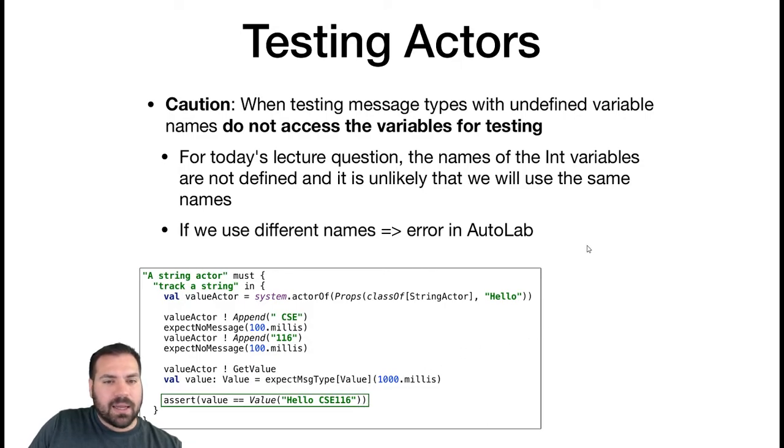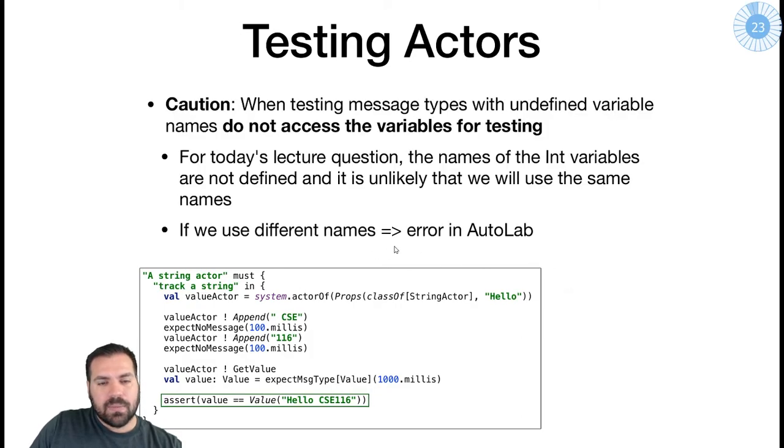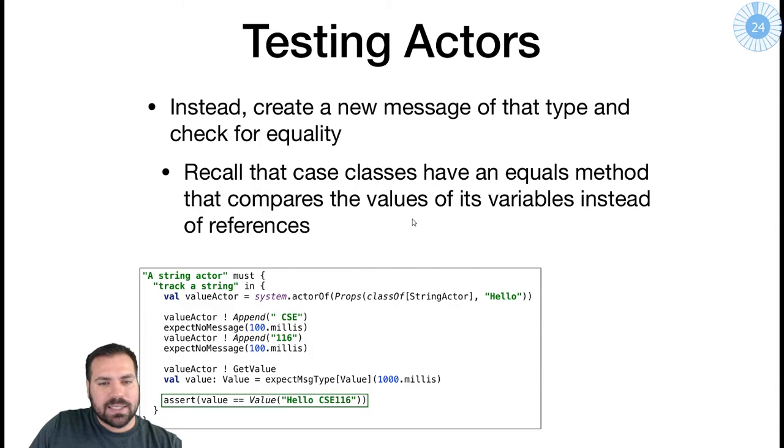And now remember that these case classes are not checked by reference. So this equality is not going to be by reference like we would expect if this were a regular class. Since it's a case class, this comparison is going to be by the values of its variables. So we have a variable of type string. This contains a variable of type string. And the equality is going to compare those two strings for equality and resolve to true if they're the same and false otherwise. So we're taking advantage of that feature of case classes.